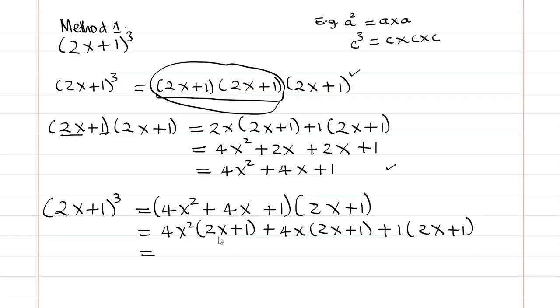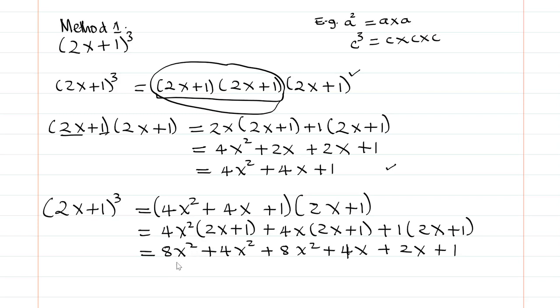What is 4x squared times 2x? It gives us 8x cubed plus 4x squared times 1, we get 4x squared, and then 4x times 2x gives us 8x squared, and then 4x times 1 gives us 4x. 1 times 2x is 2x, 1 times 1 is 1. So we have opened all the brackets by the coefficients that were in front of them.